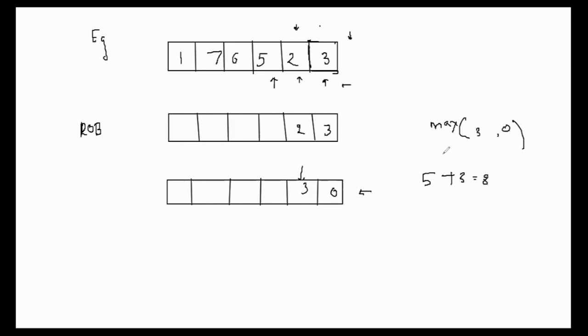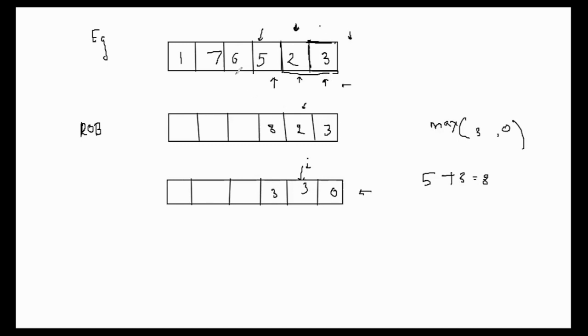So the profit which I can make by robbing at this index is 8. And if I do not rob at this place, what is my profit? My profit is whether I rob at this place or not, right? The maximum profit for this subarray is the maximum among this and this, right? So my answer would be 3.